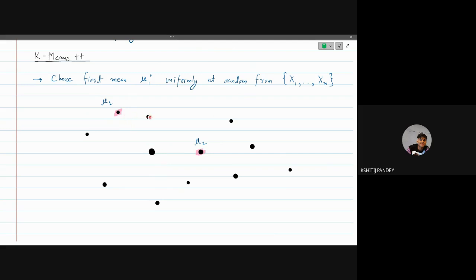For all the data points, we calculate the distance between the data point and mu1 and the data point and mu2. And the minimum distance of the two will be the score. So let's say this is 5 units and this is 12 units. So this point will have score 5, whereas this point will have score equal to this distance because this distance is smaller compared to this distance. Correct. So each point will be given some score.